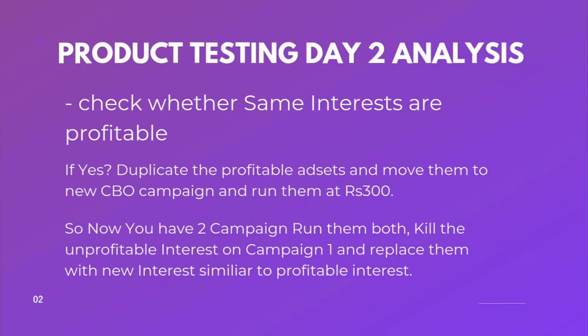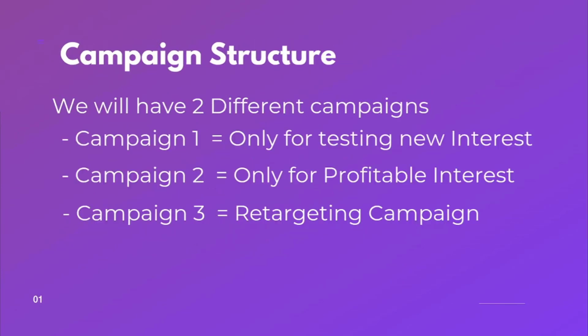Now the next thing is the testing day 2 analysis. For day 2, you need to analyze whether, after running the same budget 500 rupees campaign with 4 ad sets, the ad set that performed yesterday is also performing today. If it is performing today also, then duplicate the profitable ad sets and move them to a new CBO and run them at 300 rupees. So essentially, let's say 2 ad sets are working properly and you have validated them for a couple of days. The next thing you do is take both those ad sets and duplicate them into a new campaign, which is campaign 2, only profitable interest.